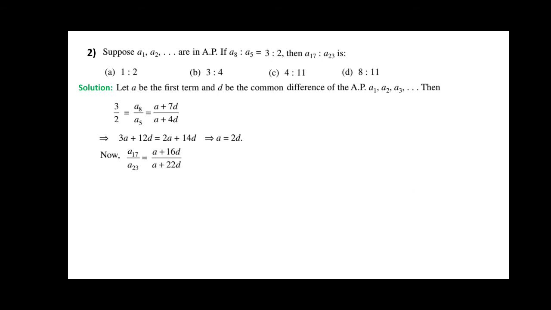required solution, that is A17 is to A23 means here it is the division of A17 and A23, and these are the terms in AP here. Therefore A17 can be written as A plus 16D, A23 can be written as A plus 22D. Now we can replace the value of A here. Therefore here 2D plus 16D divided by 2D plus 22D. So by adding them here 18D by 24D. So cancelling D, here we have 18 by 24, by cancelling by 6, so that we have 3 by 4. Therefore the answer is 3 is to 4. Therefore the option B is right.